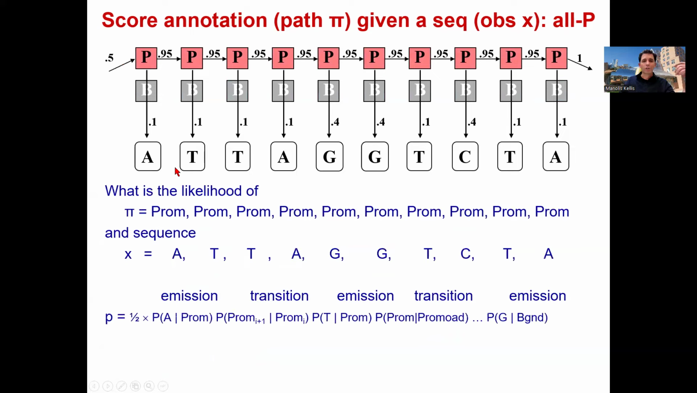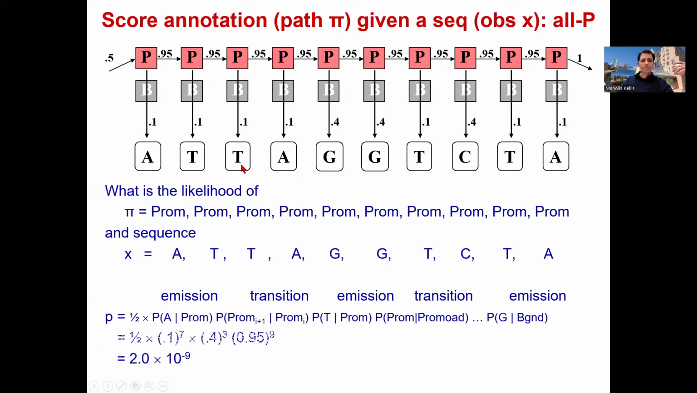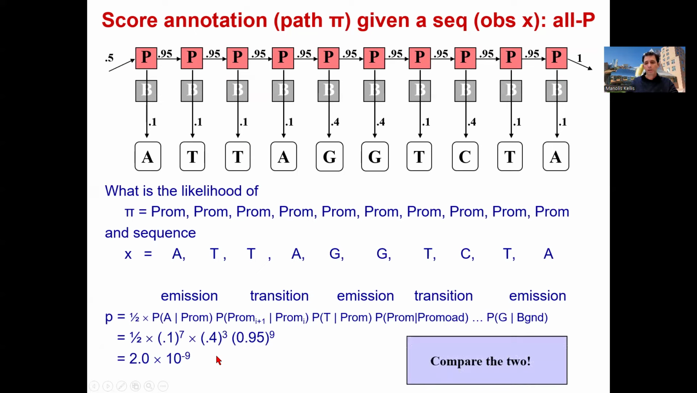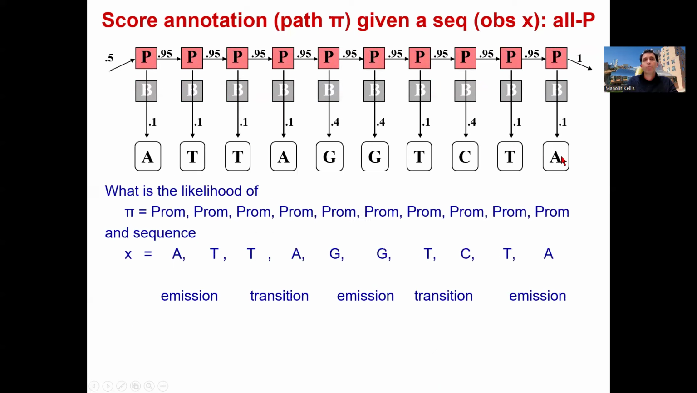Now, if I generate exactly the same sequence, but from the promoter state, then the chance is 0.1 for all of the AT-rich characters, and then 0.4 for all of the GC-rich characters. And therefore, that gives me 2 to the 10 times 2 minus 9. And now I can compare the two and say, aha, this one is 2, 10 to the minus 9, and this is 5. So this is 2.5 times more likely. And therefore, this sequence, as you can see, is more AT-rich, so it's more likely to be from the background state than the promoter state.